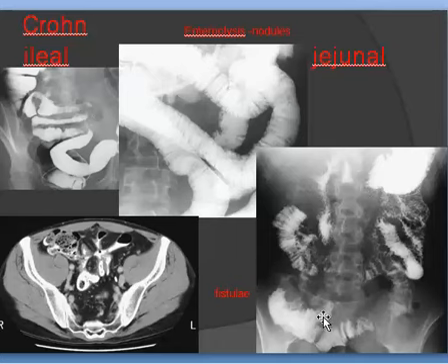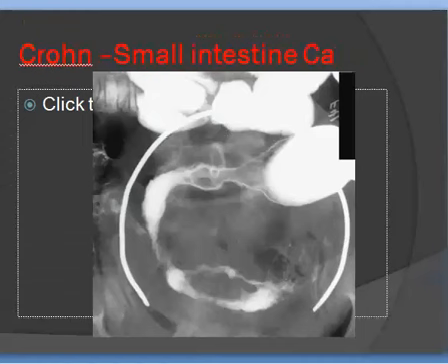And here we have some fistula resulting in filling of part of the colon. Here is the fistulation. And these are some of the appearances of Crohn's disease. Again, this one, Crohn's disease with carcinoma formation.